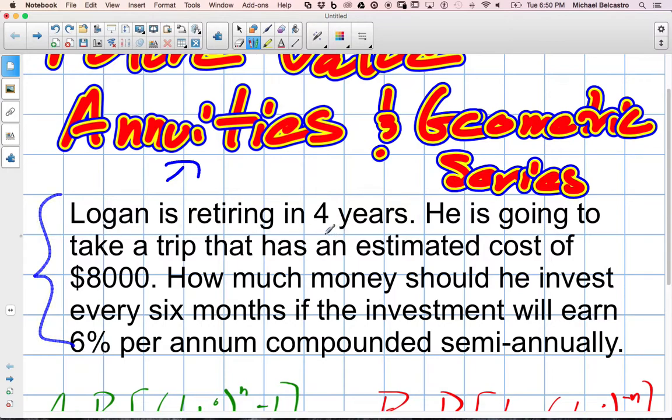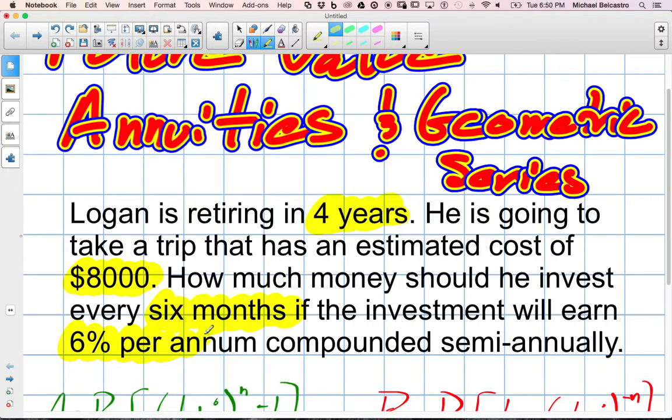So Logan is retiring in 4 years. Okay, so that's actually going to be important information for us. He's going to take a trip and has an estimated cost of $8,000. How much money should he invest every 6 months? That's also important. If the investment will earn 6% per annum, which means per year, compounded semi-annually.